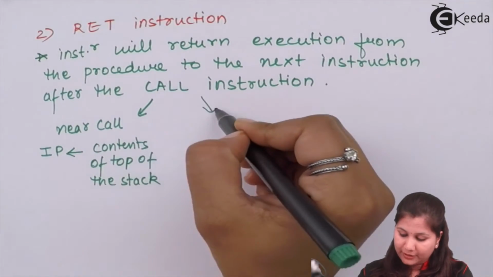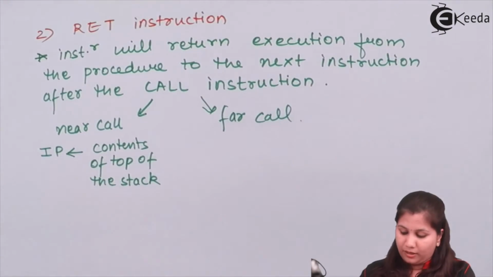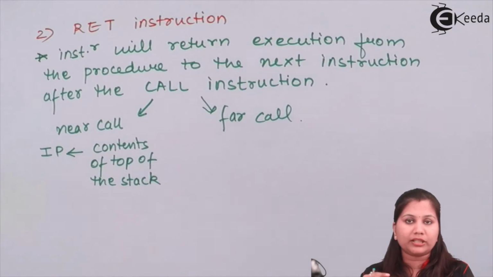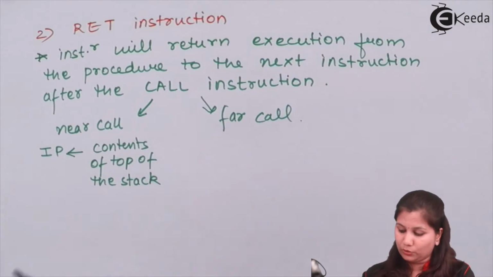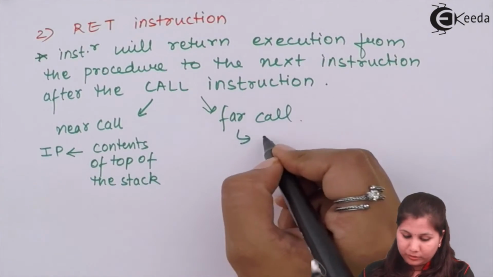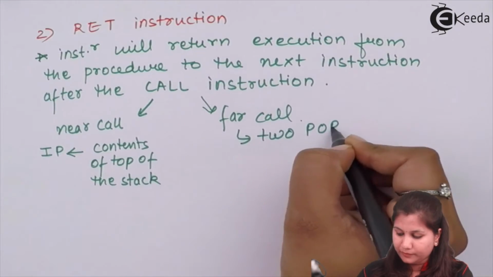Now in the case of a far call, it has to pop the contents of the stack 2 times, because it has to get the segment address and the offset address also. So in the case of a far call, 2 pop instructions are used.